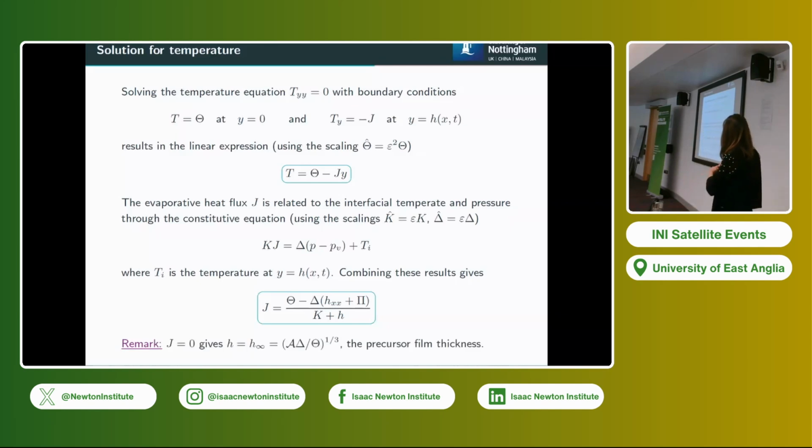A remark at this point is that if we find regions in the flow where the evaporative flux is 0, this gives rise to an explicit expression for the interfacial height, which is constant, and it's an expression related to the system parameters. This is the precursor film thickness, which is basically the thin film that exists in regions outside the droplet, where there's no evaporation.